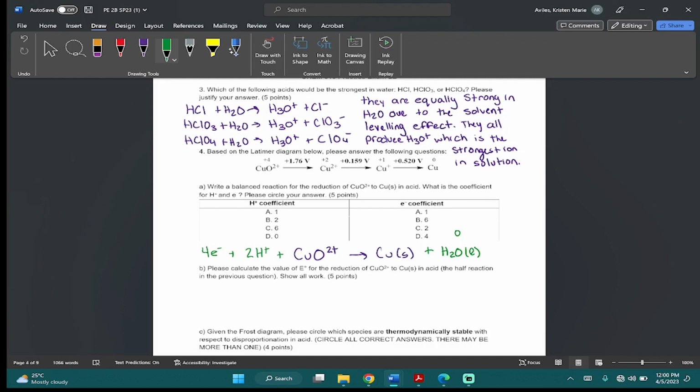So if I look for my H+ coefficient, H+ is 2. If I look for my electron coefficient, it's 4.